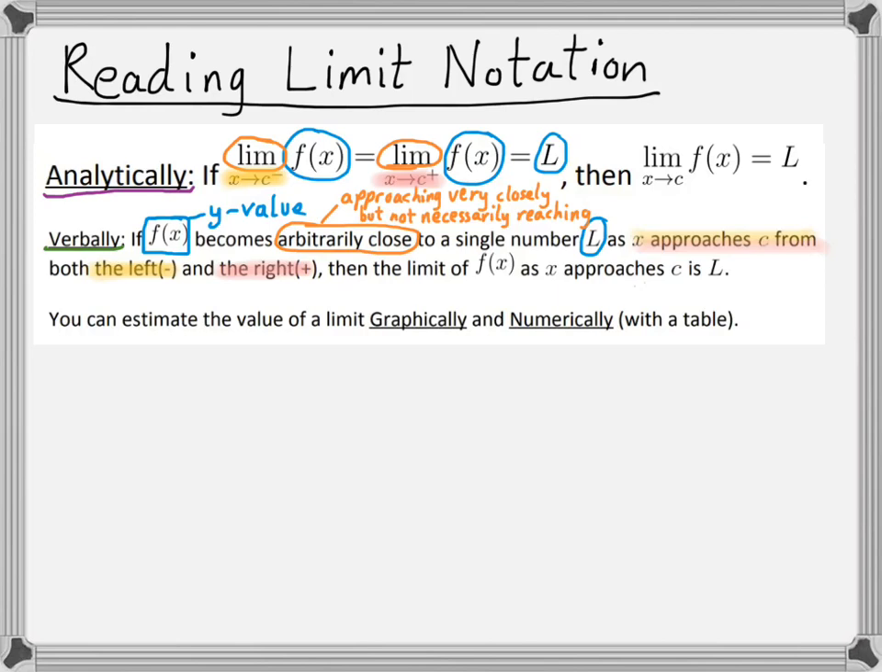So if the y value is becoming extremely close to this particular number L as x approaches this value c, whatever x value it is, from both the left and the right, if we're approaching the same number, then we can summarize that by saying the limit of f of x as x approaches c is L, which is exactly how you read the part that I've highlighted in green. You read that limit notation as the limit as x approaches c of f of x equals L.